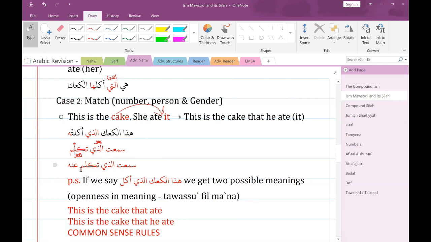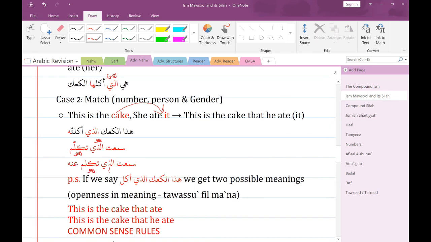But سمعت الذي تكلم عنه. I heard the thing that he spoke about. It's not him that I heard, it's the thing that he spoke about. So عنه is referring to the thing that he spoke about. That's why it's a mismatch, because this ha is referring to a thing, and the huwa inside these pronouns is talking about a person and not a thing. And that's why it's a mismatch, because this ha goes back to alladhi. But the huwa inside takallama is talking about a different person.